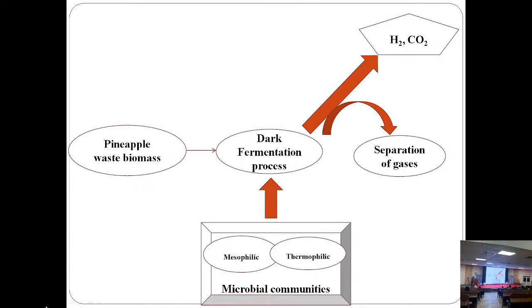Just have a look at these microbial communities. In this case, there are two types of communities, and these two types of communities have great scope for converting this biomass straight and directly to hydrogen. So how is this hydrogen produced? Have a look at the role of these biotechnological tools.